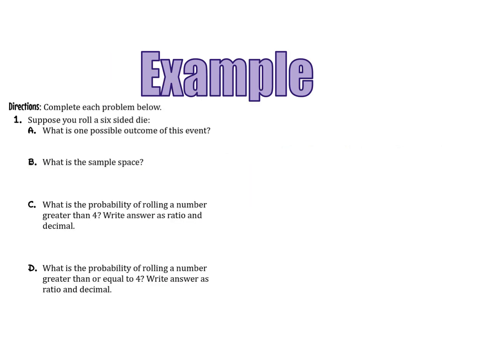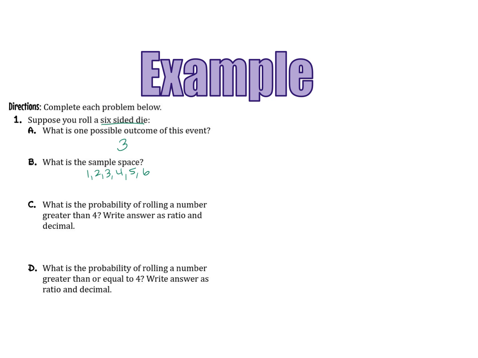Okay, so for this first example, we're going to go back to this idea of rolling a die, and we're just going to focus on tying the vocabulary and the notation that we just covered to something that I think we're all familiar with. So if you roll a six-sided die, what is one possible outcome for this event? It's possible that we roll a 3. The sample space is the list of all the possible outcomes. So if I'm rolling a six-sided die, I could roll any of the integers from 1 to 6. And then we're going to get into probability.